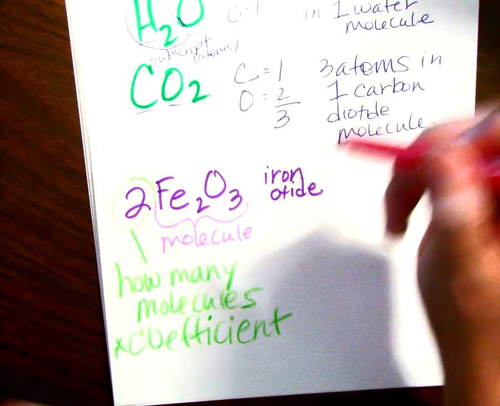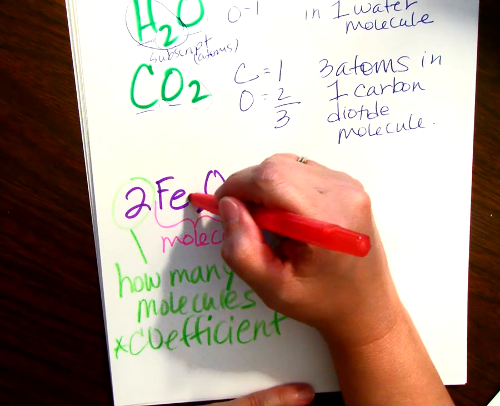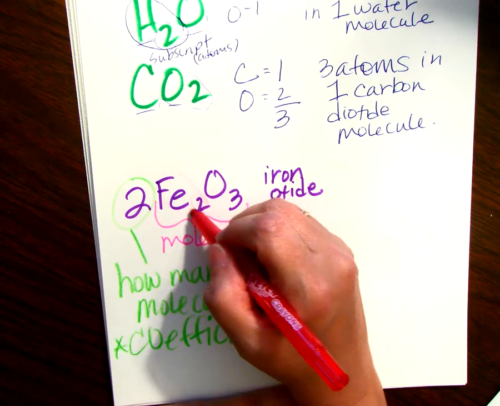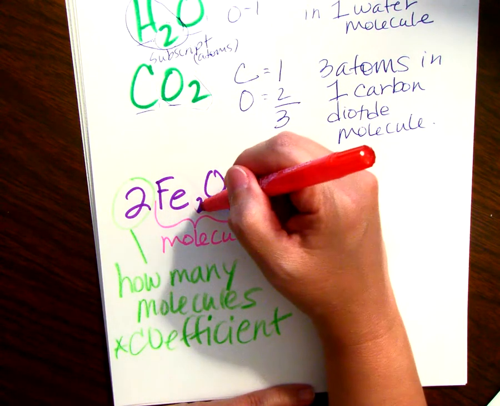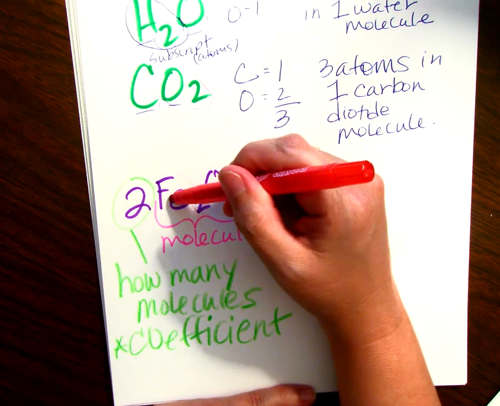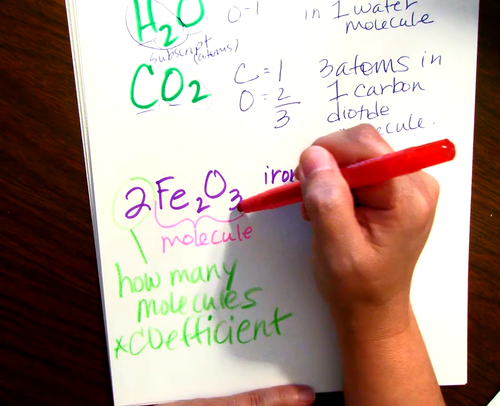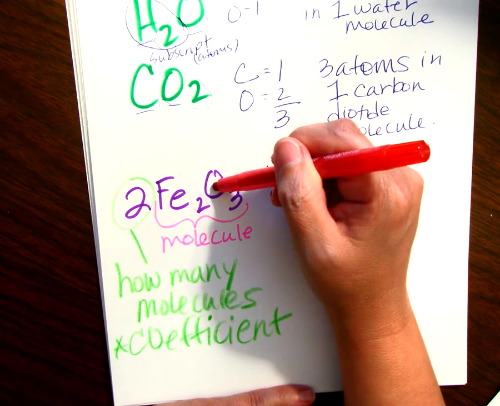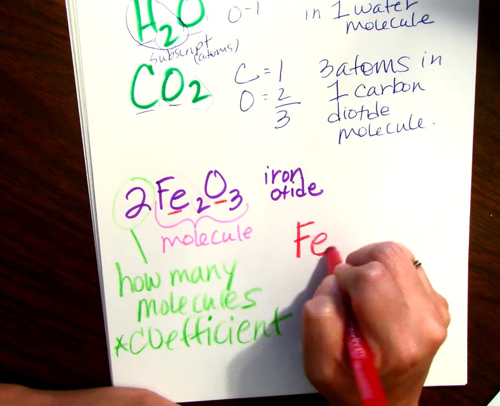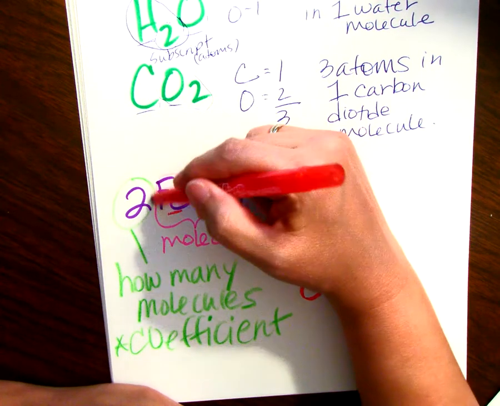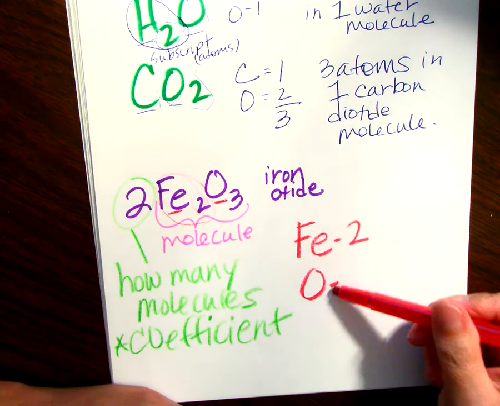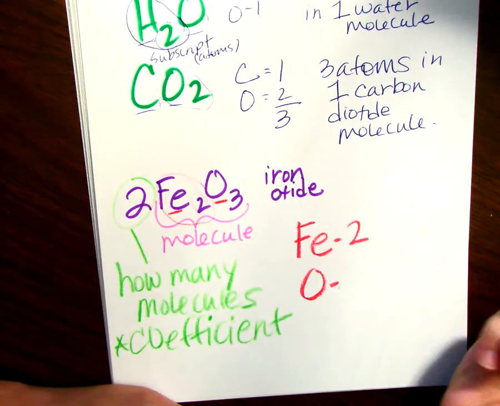Coefficients are different from subscripts. Subscripts are lower, and they tell us how many atoms. Subscripts tell us how many atoms of this kind. So because this subscript is right next to iron, it's telling us there's 2 atoms of iron. This one's lower, 3 atoms of oxygen. So let's write this out. We have 2 atoms of iron, and oxygen we have 3.